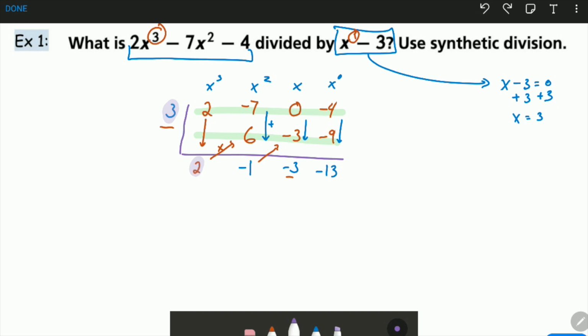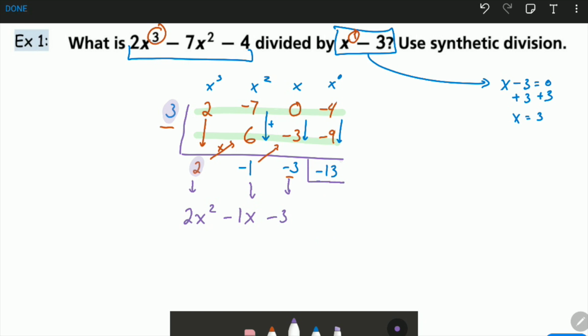The leading coefficient is still going to be the leading coefficient. So whenever I write out the expression, that first term is going to be 2x squared. The next term is going to be minus 1x, decreasing the exponent by 1 as we go. Then we'll have negative 3 without an exponent.